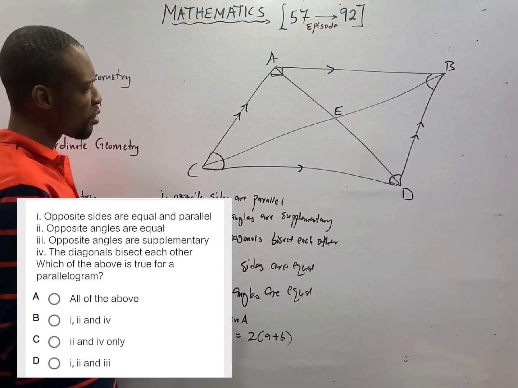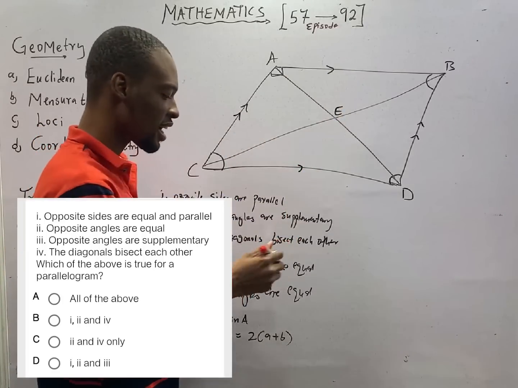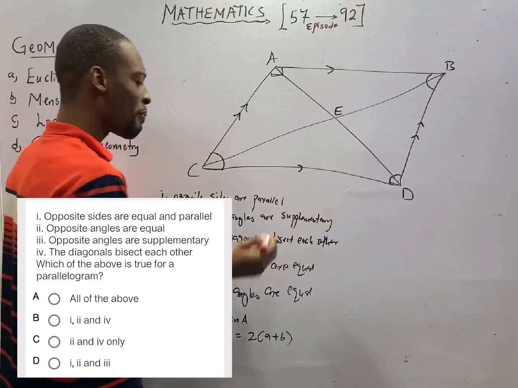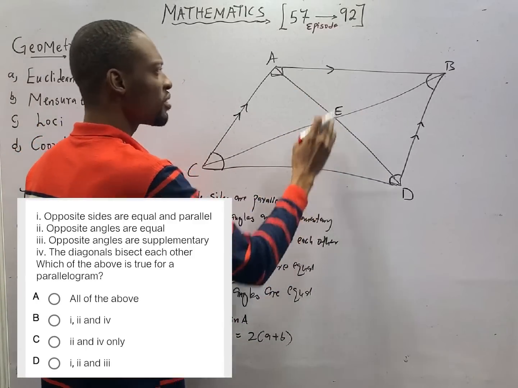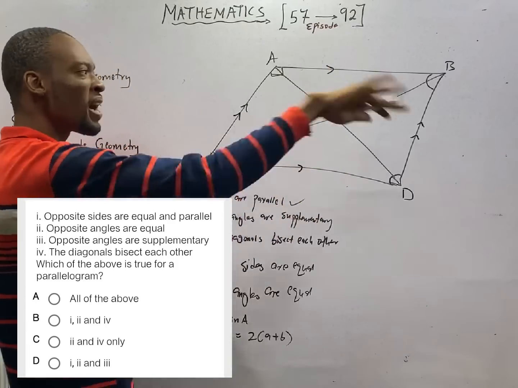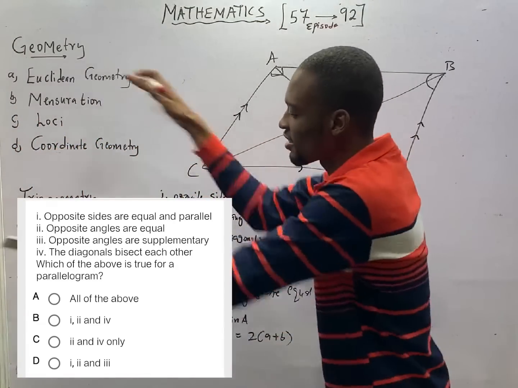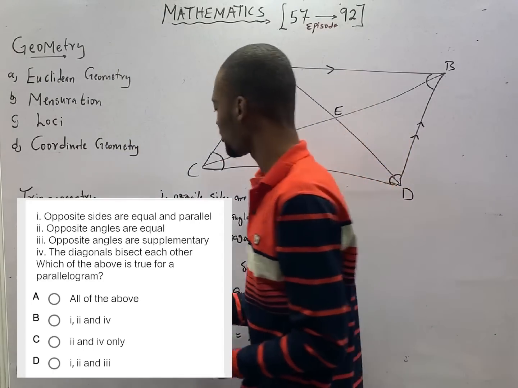The first feature of a parallelogram, apart from the fact that it has four sides and four angles, is that opposite sides are parallel. This is one side, this is another side. So this side and this side are opposite. They are parallel, they do not meet. They just keep going like this, like this. They do not meet, they do not intersect.